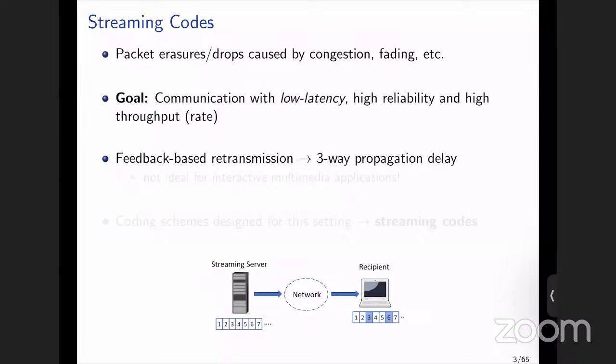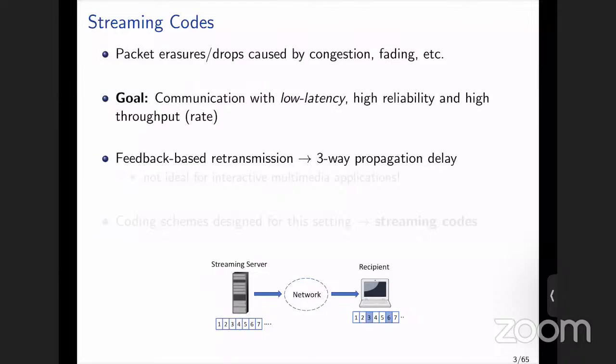One solution for such a setting would be the naive feedback-based retransmission. If the recipient sees that some of the packets are missing, he or she can send an acknowledgement back to the streaming server, and depending upon that, the streaming server can attempt a retransmission. But that would naturally lead to a 3-way propagation delay. From streaming server to recipient, that is one way. Then recipient to streaming server, that is one more way. And then the retransmission takes one more round.